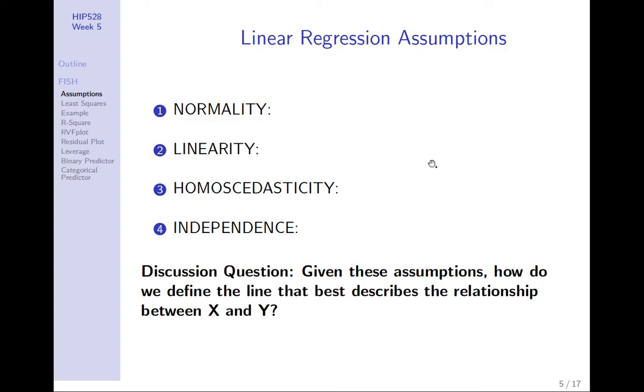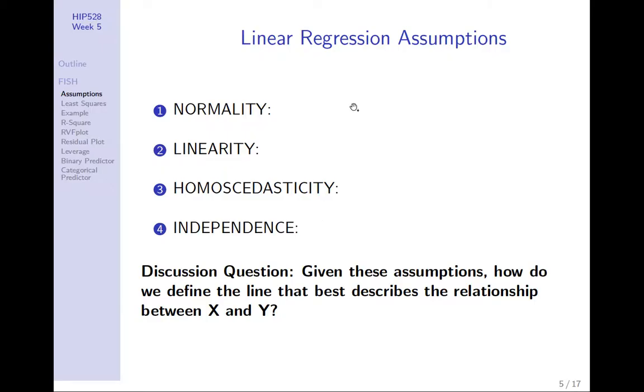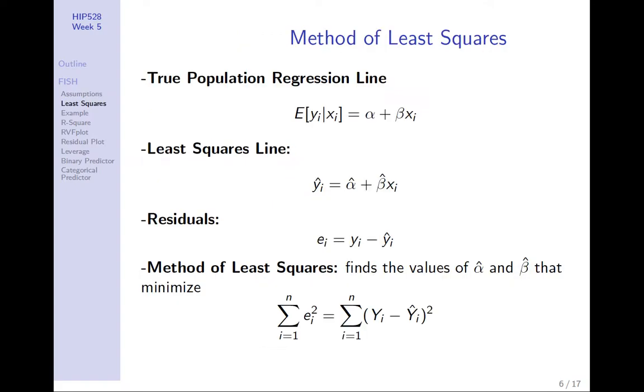And so we said there's an infinite number of ways to do that. So how do we figure out the best way? And so we made a few assumptions. We said, if you can assume normality, if you can assume linearity, if you can assume homoscedasticity and independence, so assume these things, what's the best way to describe the relationship between x and y? And so we said it's through a line, and then specifically through the method of least squares.